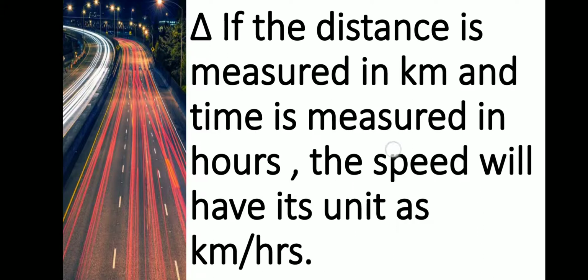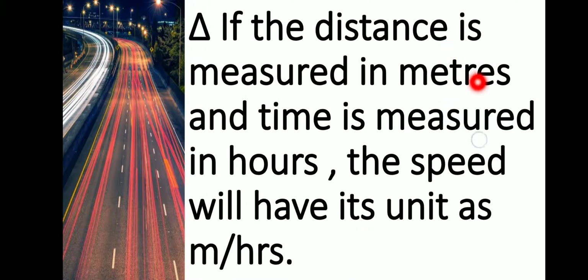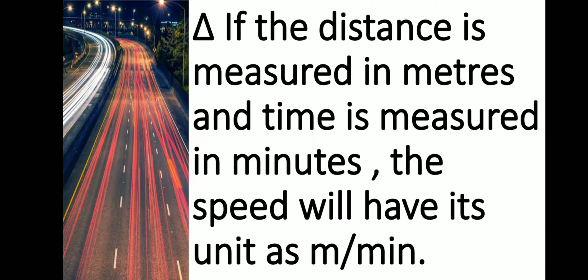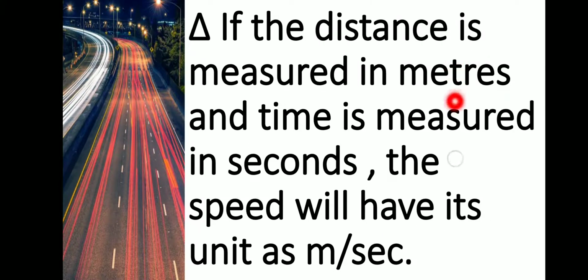If the distance is measured in kilometer and time is measured in hours, then the speed will be kilometer per hour. If the distance is measured in meters and time is measured in hours, then the unit of speed will be meter per hour. If the distance is measured in meters and time is measured in minutes, the speed will have its unit as meter per minute. If distance is in meter and time is measured in seconds, the speed will have its unit as meter per second, because speed depends upon the units of distance and time.